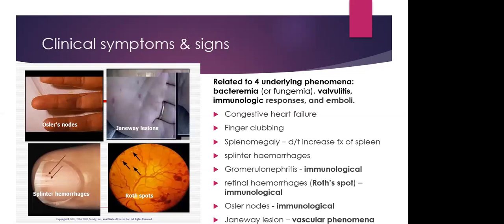Retinal hemorrhage and Osler node. So these are related to immunological phenomena, and Janeway lesion, which is related to vascular phenomena. So here's the picture of Osler node, Janeway lesion, and then the third picture is a picture of splinter hemorrhage, and finally Roth spot. Next.